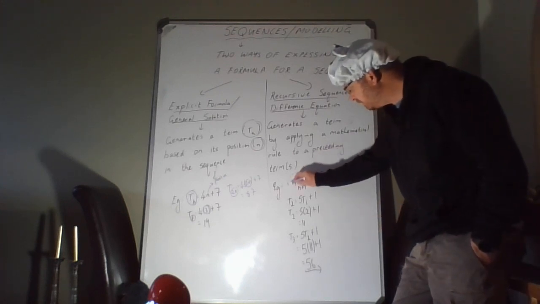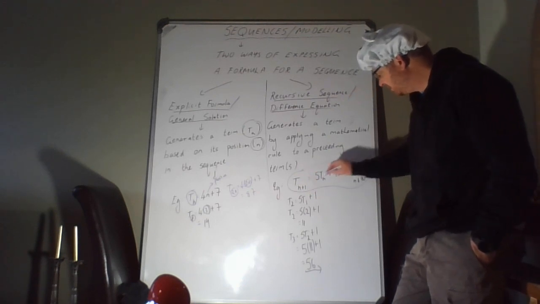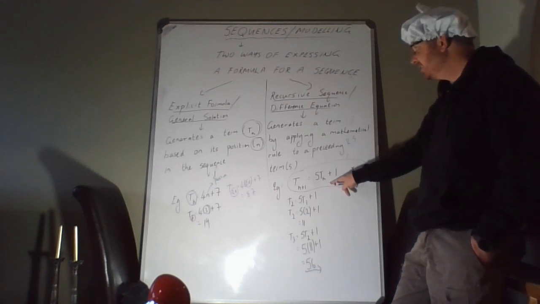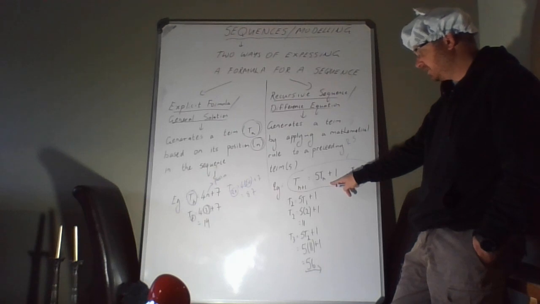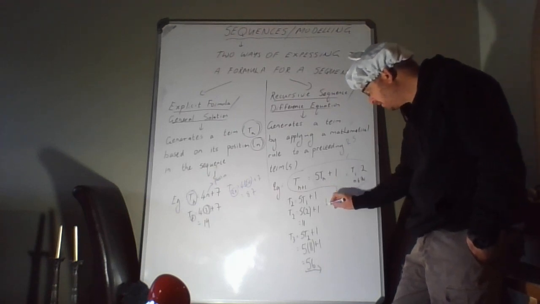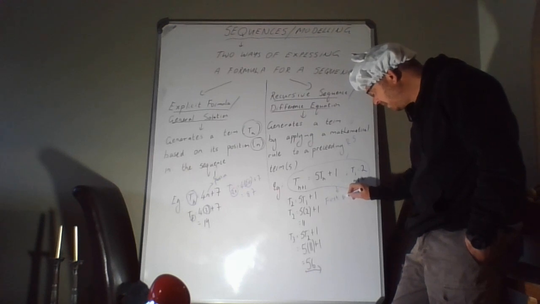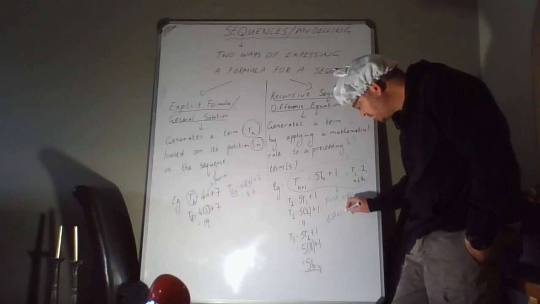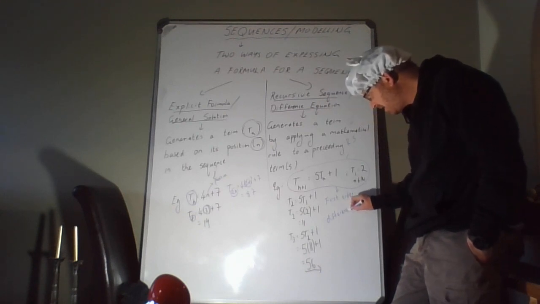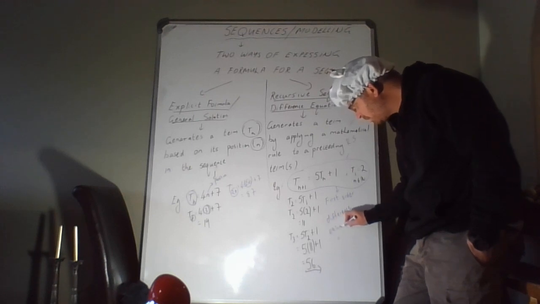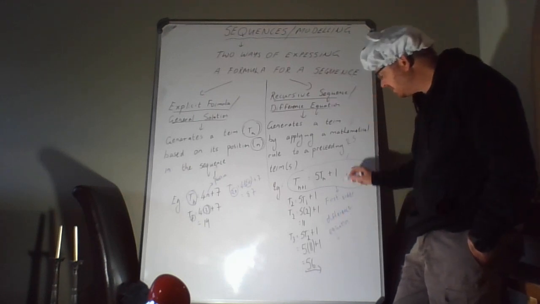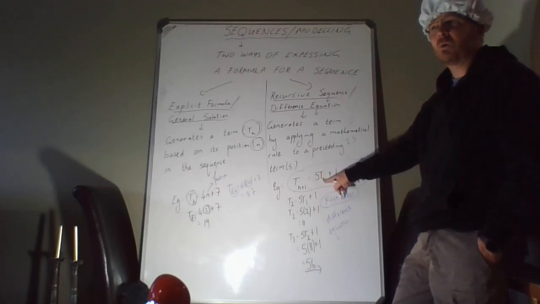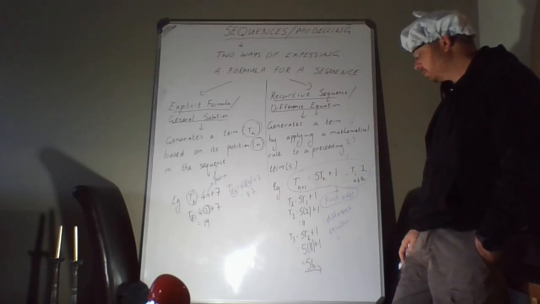So this is an example of a recursive sequence. In this particular case, it's also called a first order difference equation. Now why is it called a first order difference equation? A first order difference equation just depends on 1 term before, not on more than 1 term before.